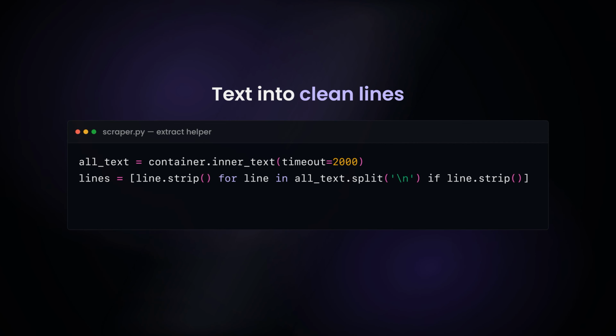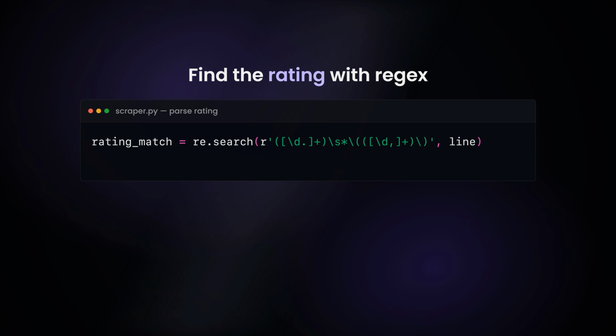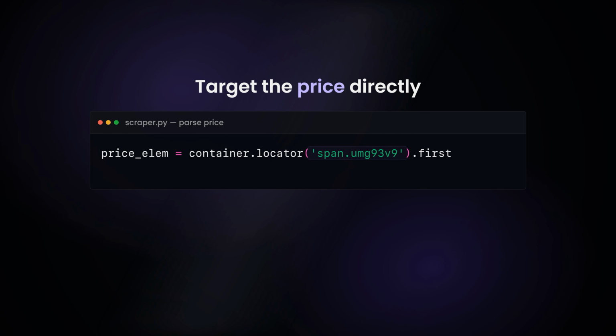With that list ready, we pass each container to our extraction helper, which pulls the raw text and splits it into clean, searchable lines. To find the rating, we use regex to search those lines for a specific pattern, a number followed by the review count in parentheses. For the price, we target its unique class element directly. That's the core parsing logic.